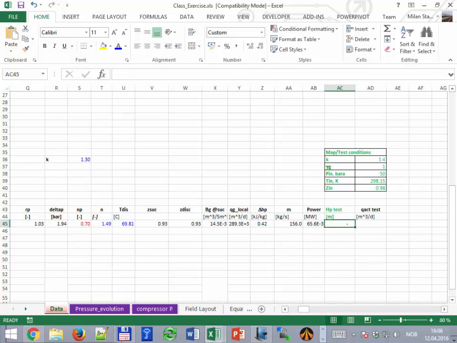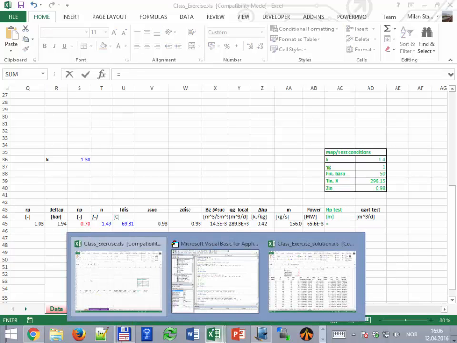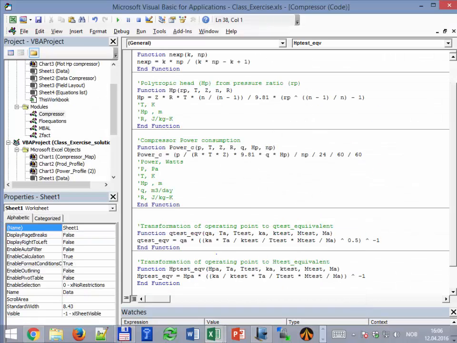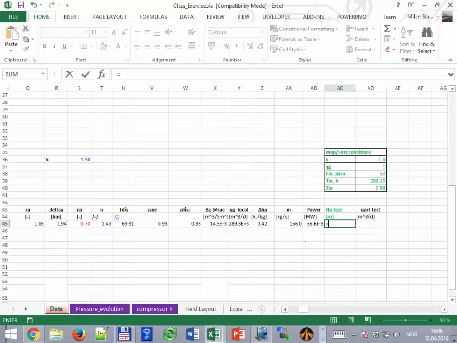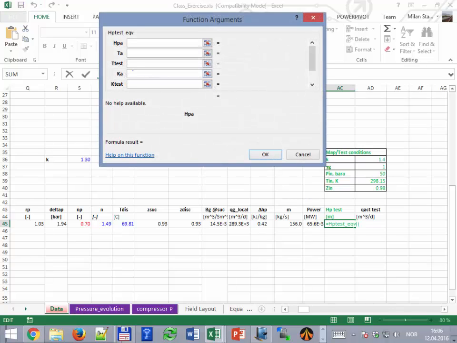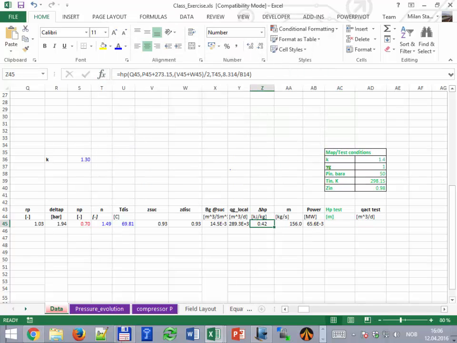Okay. So what do we need for that? I think the name of the expression is Q test equivalent and HP test equivalent. So let's do that. HP test equivalent, and here we need the HP of the actual, which is this one, but divided by G. Remember? Oh, that's something that was missing also here, right? So here we have to multiply.